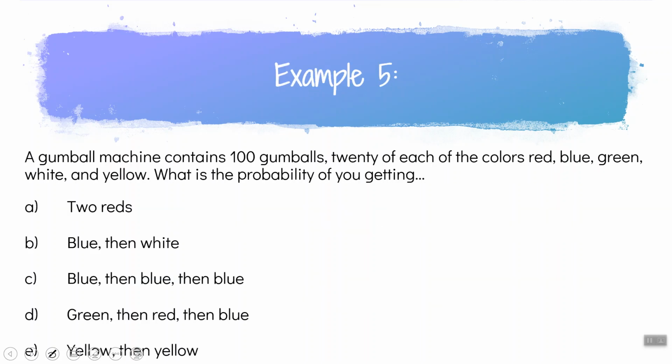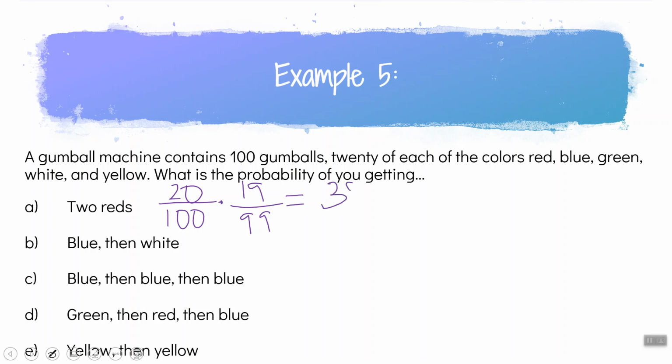So let's say we walk up to a gumball machine. It's got 100 gumballs in it, 20 of each of these 5 colors. So let's think about the probability of getting 2 reds. Well, the probability of getting a red to start is 20 out of 100. But if you already took 1 gumball out of the machine, you're down to 99 of them, and only 19 of those are red.